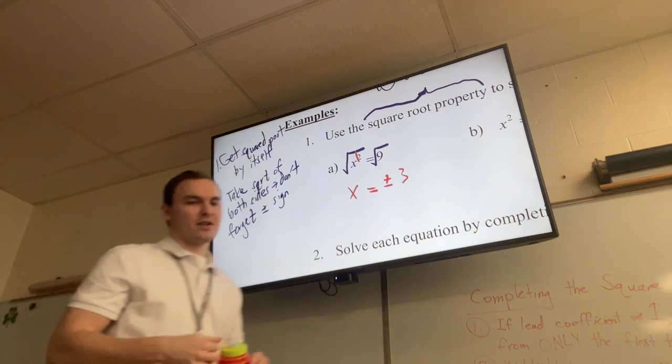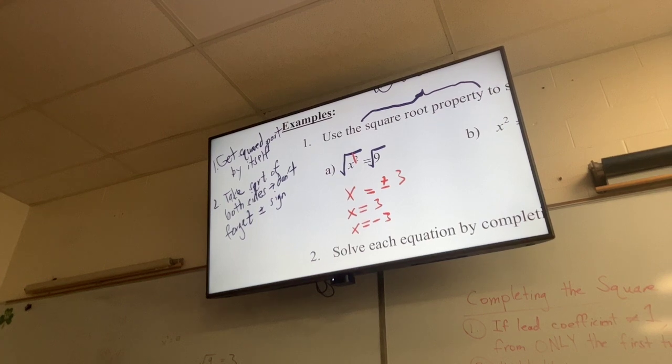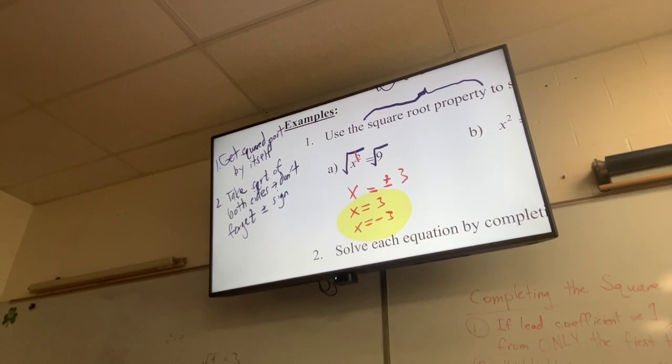So I have two solutions here. I have x equals positive 3 and x equals negative 3. Could you just write that? I prefer if you split them up, just so we know.